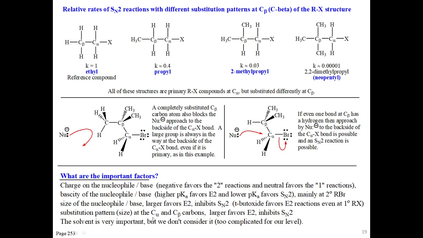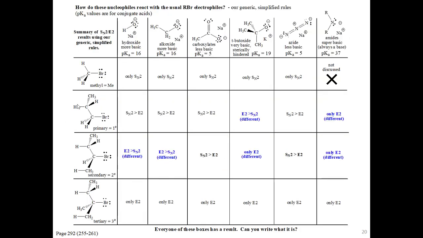Substitution pattern at both C-alpha and C-beta tend to slow down SN2. And so that's going to favor E2 as long as we do have a C-beta H. If we don't have a C-beta H, then E2 is not going to work either. The solvent is very important, but we're not going to worry about it. Too complicated for us to worry about. So I have summarized here all of the things that we've been talking about.